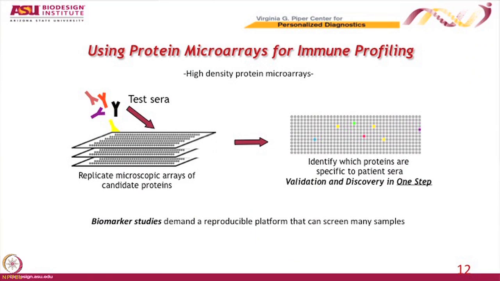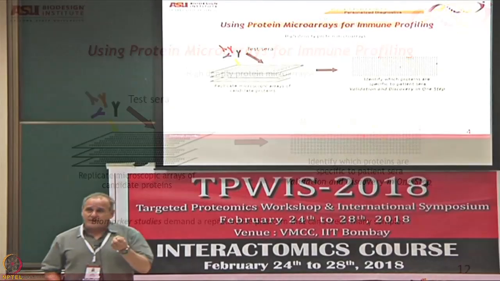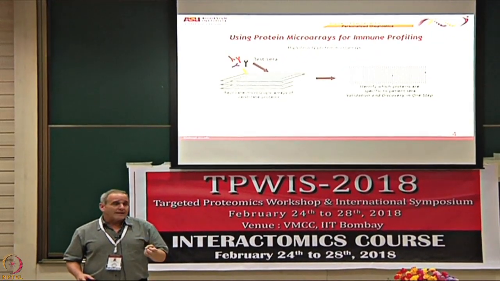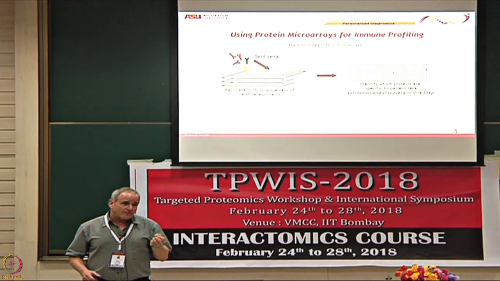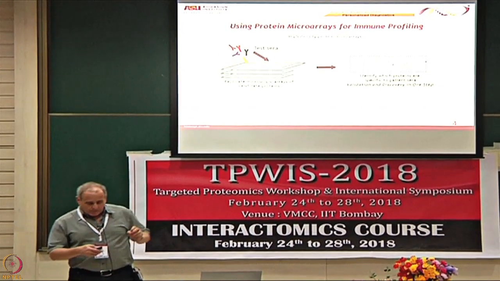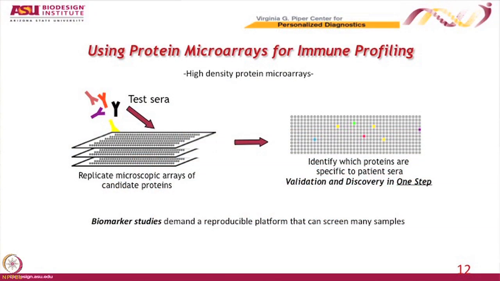That's the idea of these arrays. You take an array that has a couple thousand proteins on it, you add patient serum, and then certain spots on the array light up. Looking at the size and the intensity of that response might give you a clue as to how strong that patient responded to that antigen. But you also get essentially a listing of all the different proteins that the patient's blood recognizes.